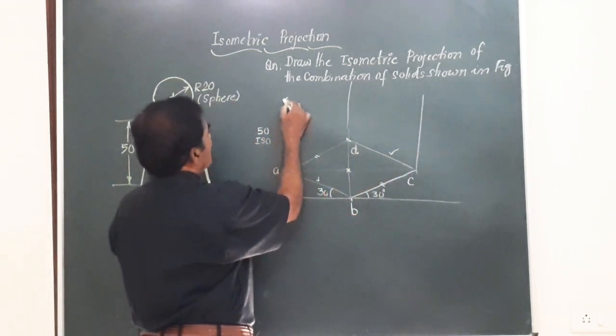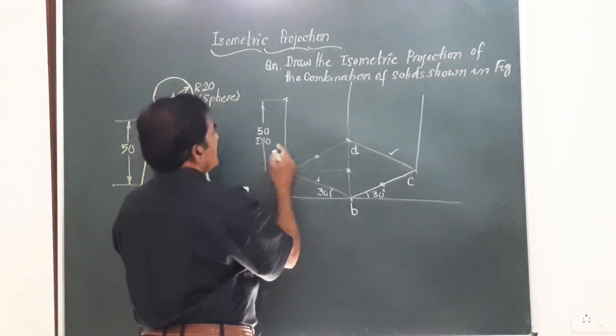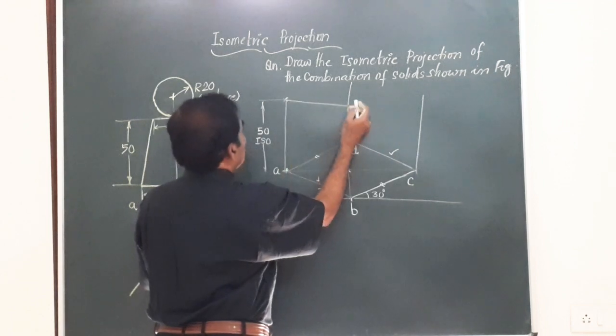So from here we are going to draw a line parallel to AB. Suppose if I just draw it, maybe it will meet somewhere here.